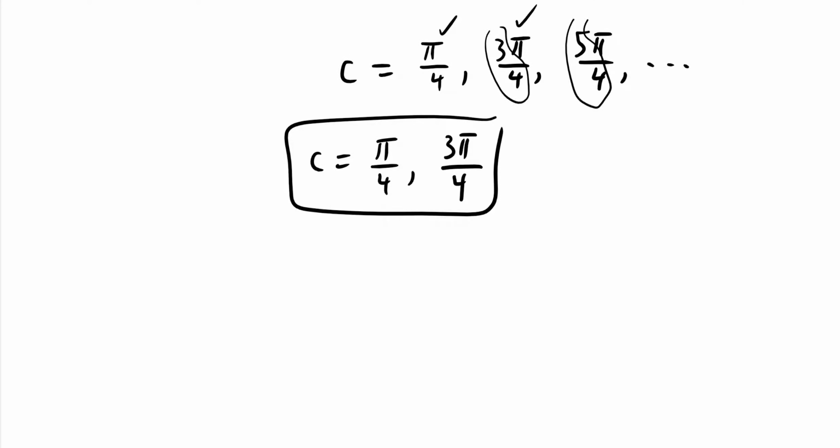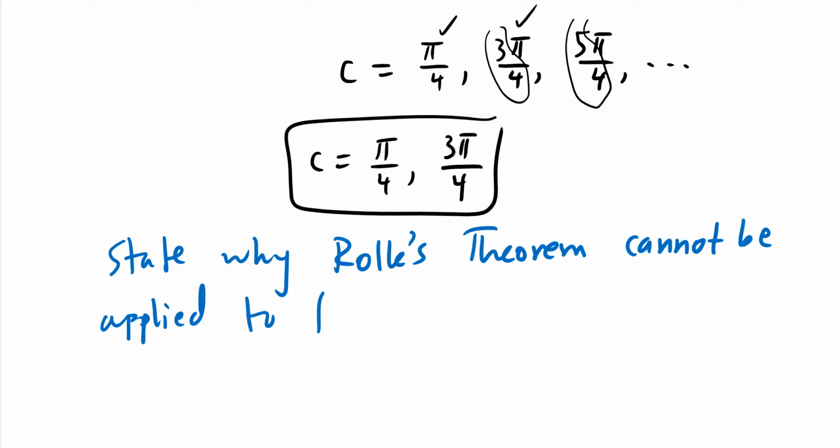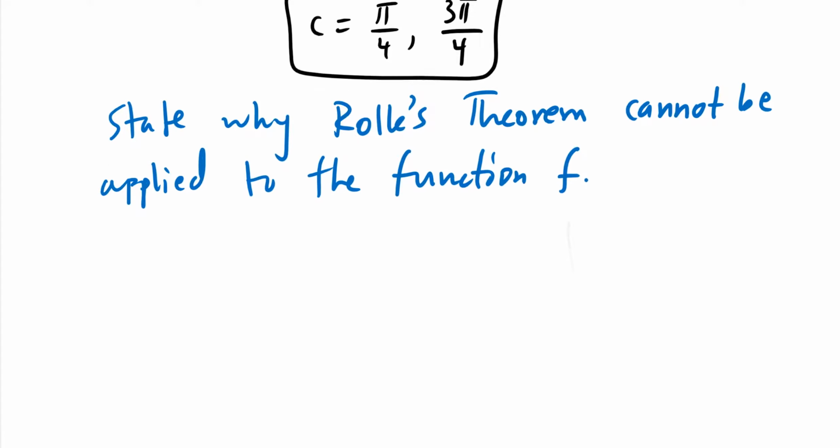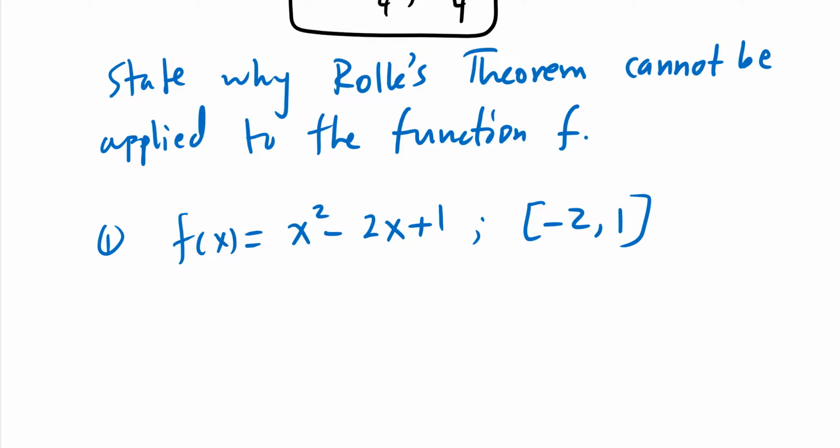So now let's look at a slightly different kind of example. Let's state why Rolle's theorem cannot be applied to the function f. Let's look at the first one. X squared minus 2x plus 1, and the interval from -2 to 1. Well, we know this is a polynomial function, hence continuous and differentiable.